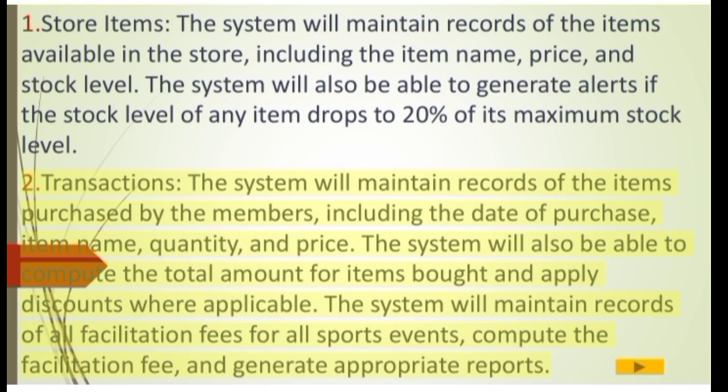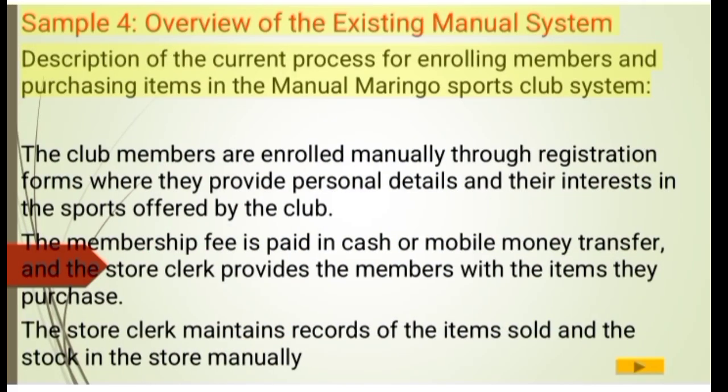2. Transactions. The system will maintain records of the items purchased by the members, including the date of purchase, item name, quantity, and price. The system will also be able to compute the total amount for items bought and apply discounts where applicable. The system will maintain records of all facilitation fees for all sports events, compute the facilitation fee, and generate appropriate reports.